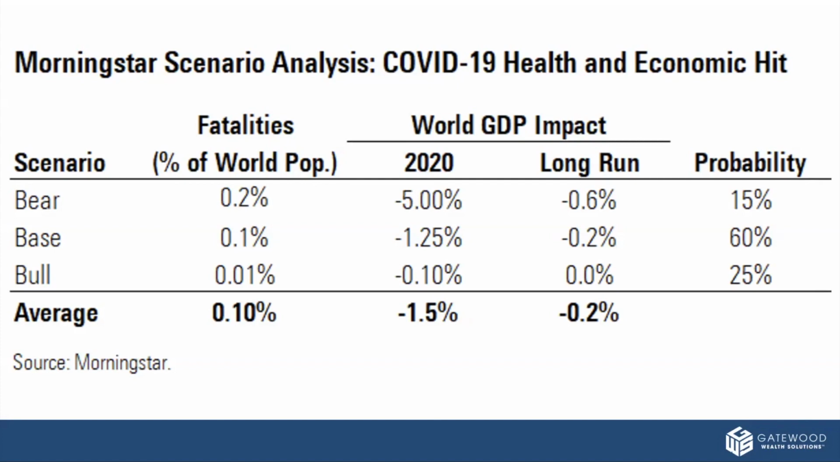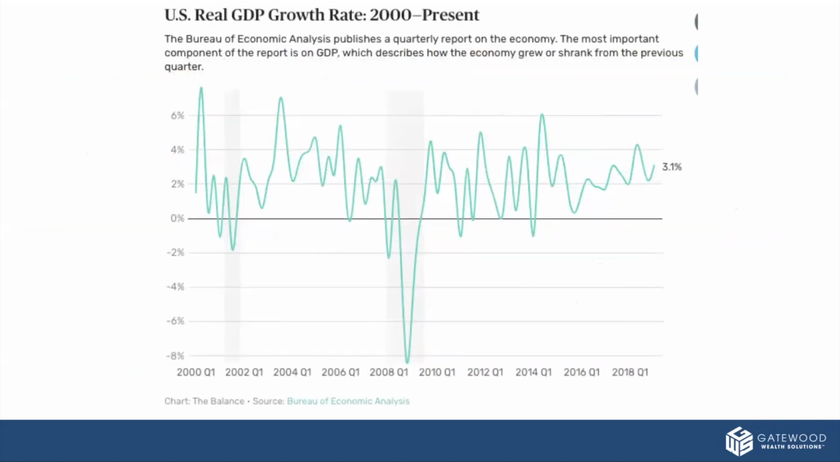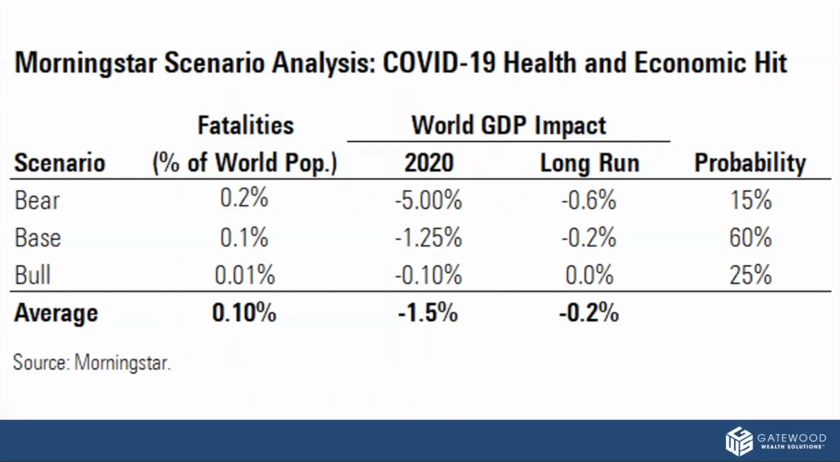As a comparison, the 2008 crisis has been estimated that the GDP dropped 8.3%. Let's go to the base case. The probability of this occurring is 60%, and it's the most likely in the macro model.